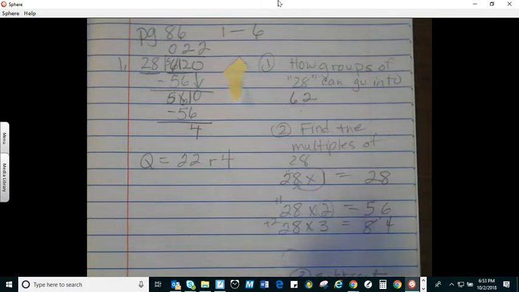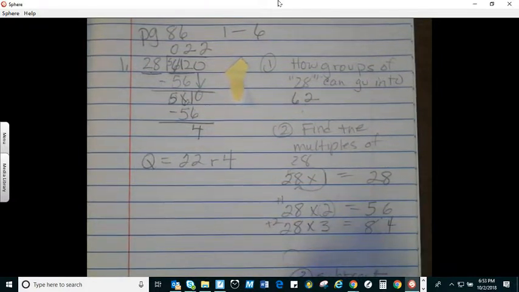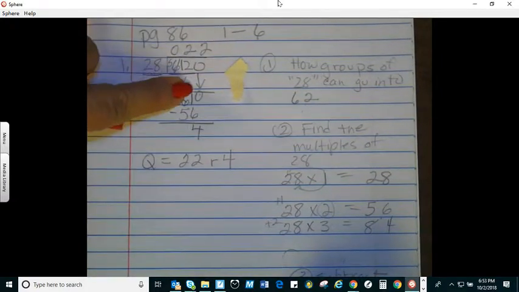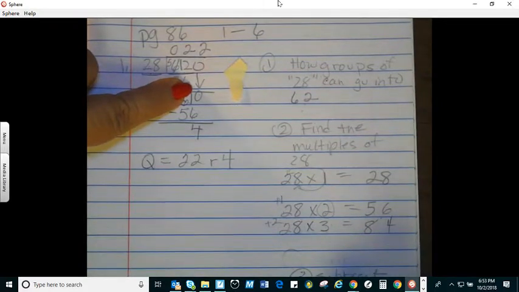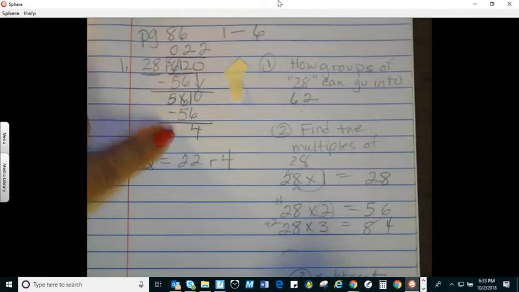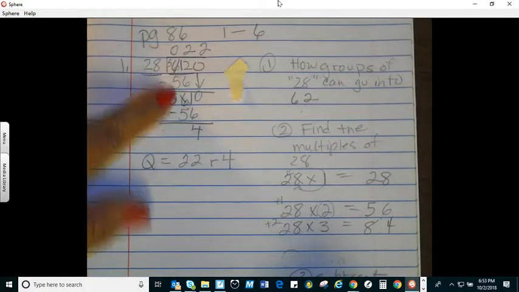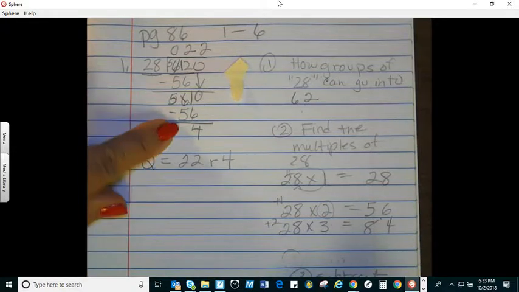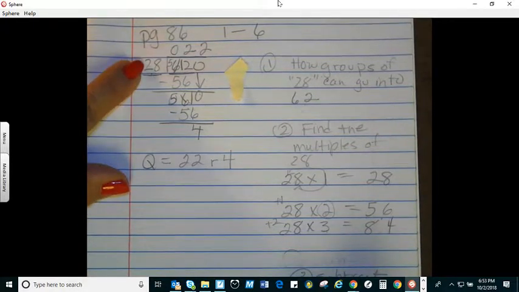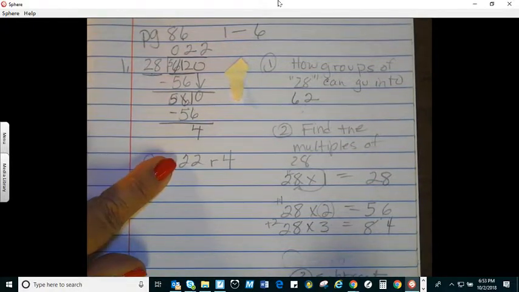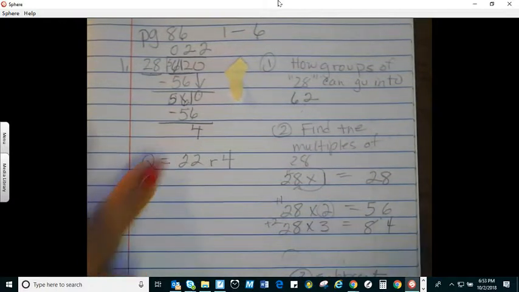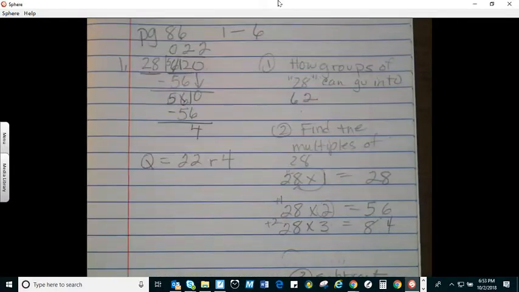Here I would need to bring down. That would be my next step. That's what I did right here after my subtraction problem. And then if my reduced dividend is still greater than my divisor, I can repeat or start again. If it's not, I stop. Okay? All right, so that's number 1. And you only have 6 problems tonight.